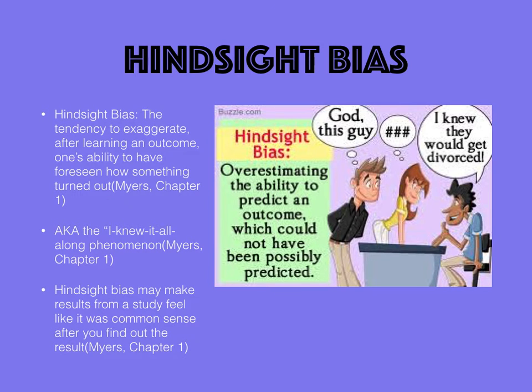Hindsight bias. Hindsight bias is the tendency to exaggerate after learning an outcome, one's abilities to have foreseen how something turned out, aka the I knew it all along phenomenon. Hindsight bias may make results from a study feel like it was common sense after you find out the result. Hindsight bias is when something happens and you're like, oh yeah, I knew that would happen.